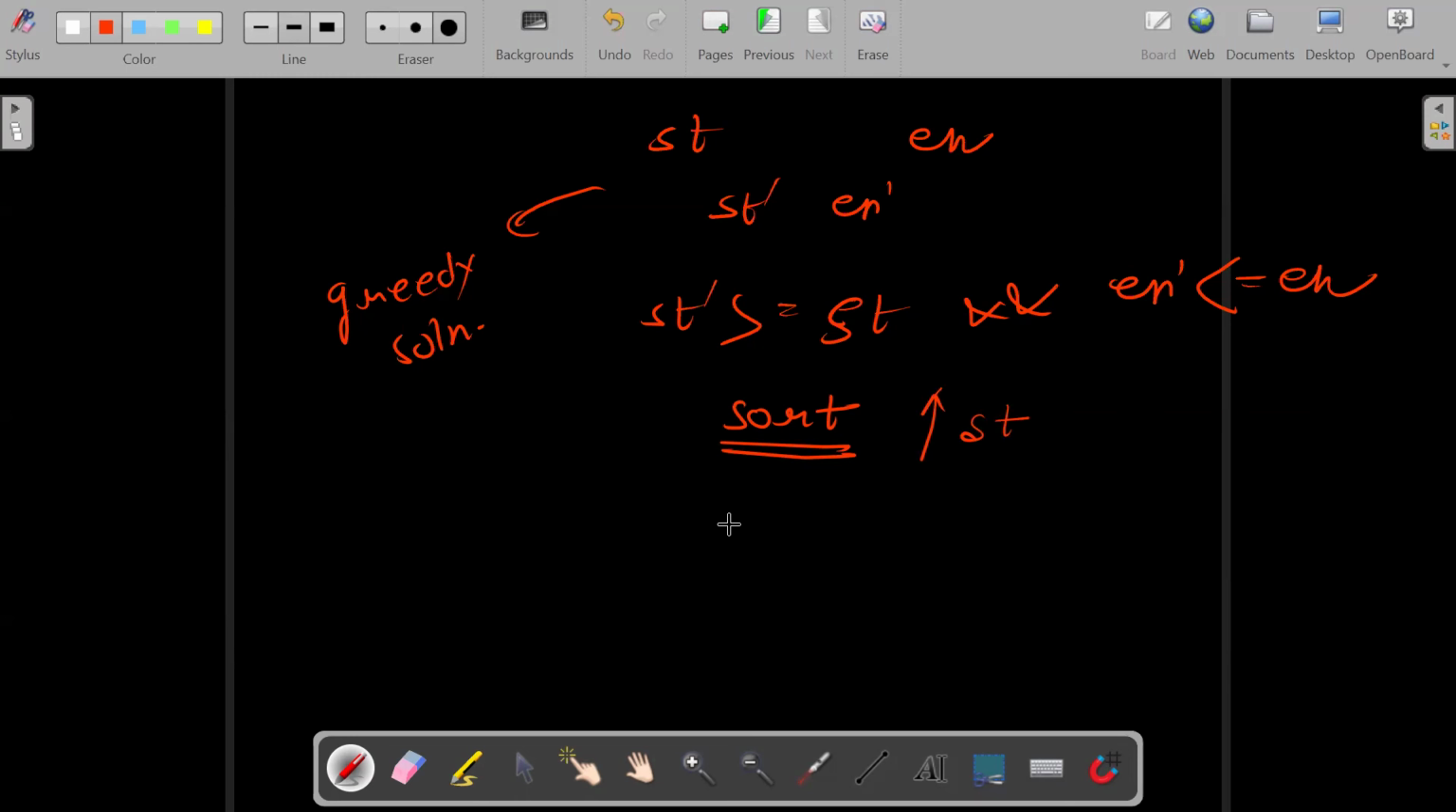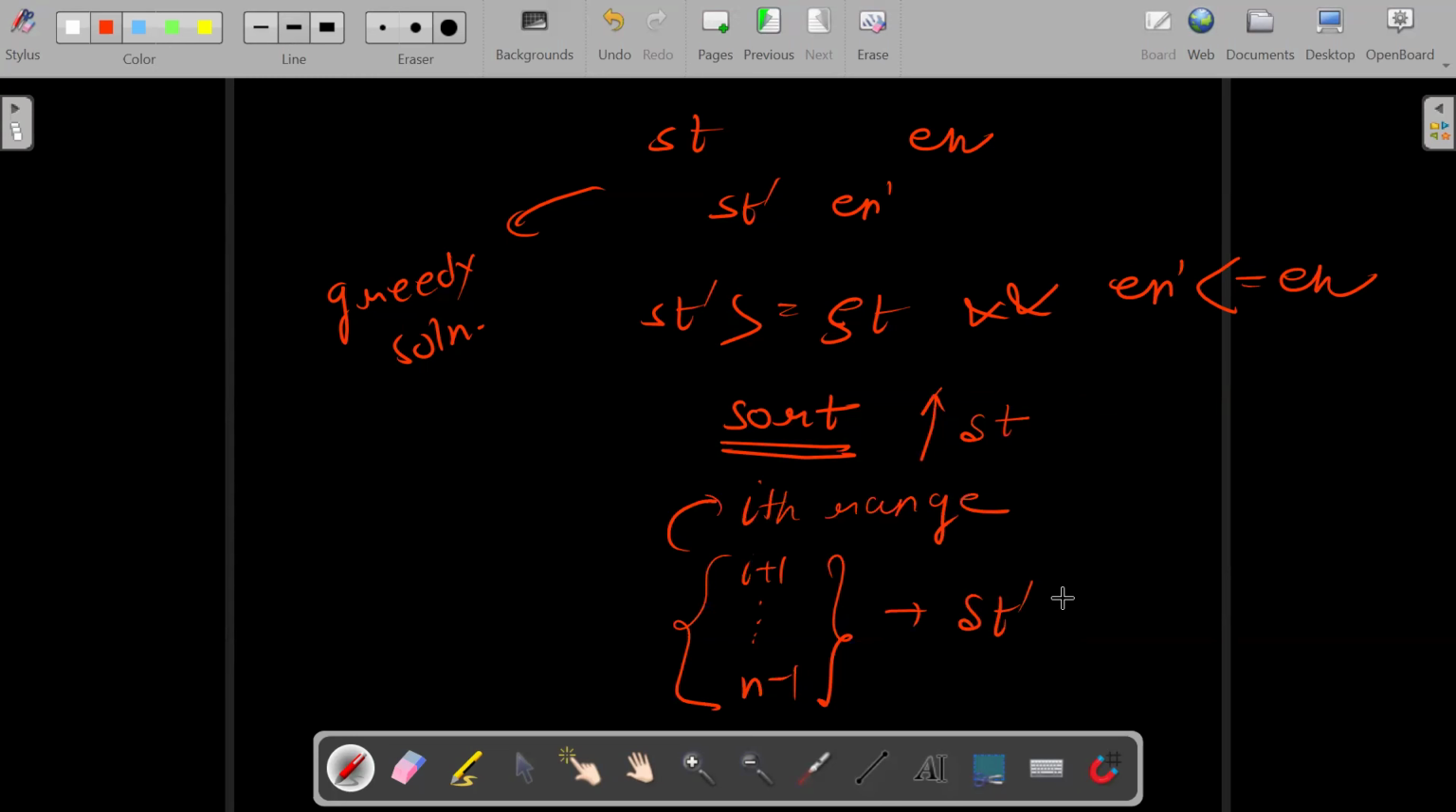One thing I can take for granted, what is that? If I'm standing at the ith range, all the upcoming ranges from i plus 1 till n-1 would have significant chances of being contained within the ith range. Why? Because their start prime values, whatever they are, would be greater than the start value of the ith range for sure. That's what I can take as a guarantee. That's why I have sorted in that specific manner. Correct enough? Now here there is a catch.